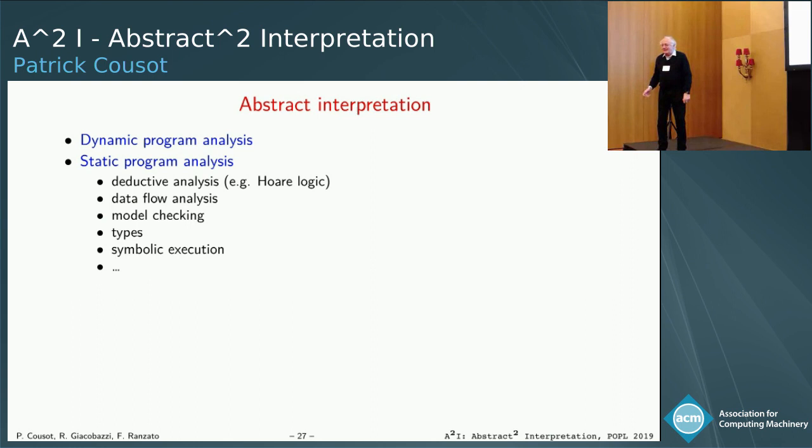We prove that in Hindley-Milner, they are an abstract interpretation. Intersection type, no one ever read this paper, so if you have nothing to do, you can read it. Symbolic execution in my thesis. And today, you can apply abstract interpretation to itself. That's nice.